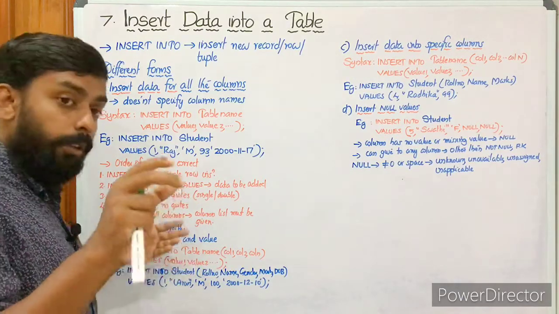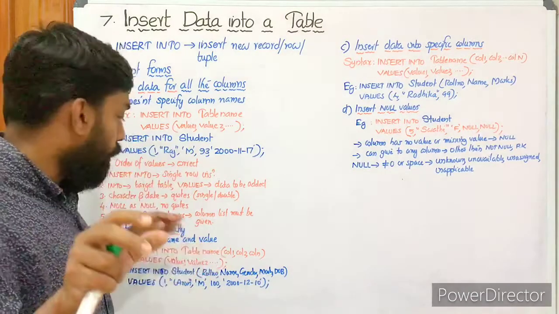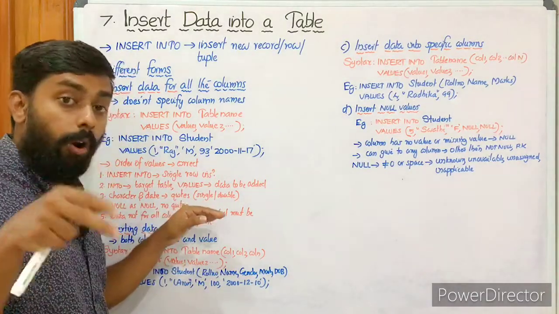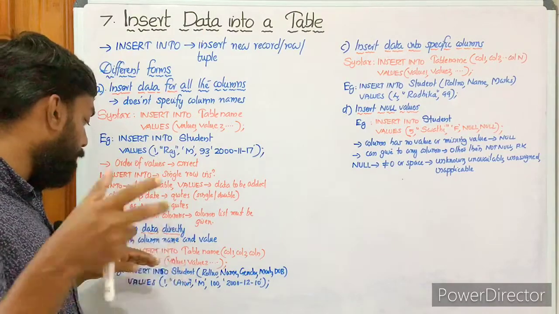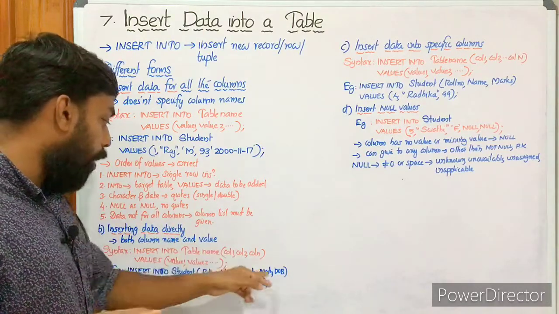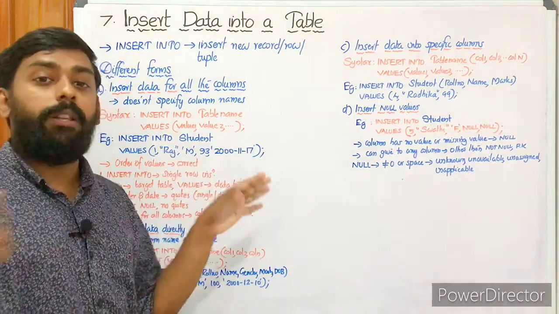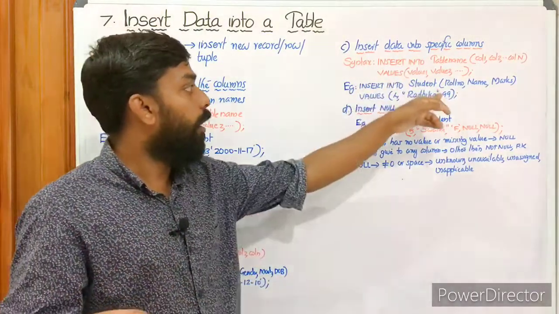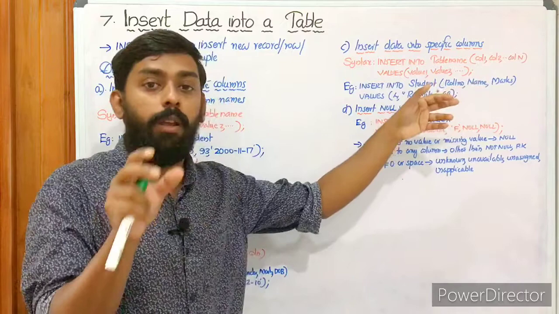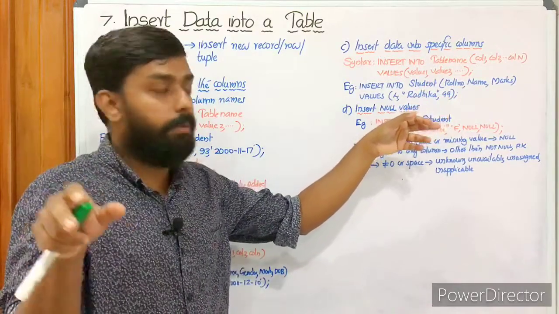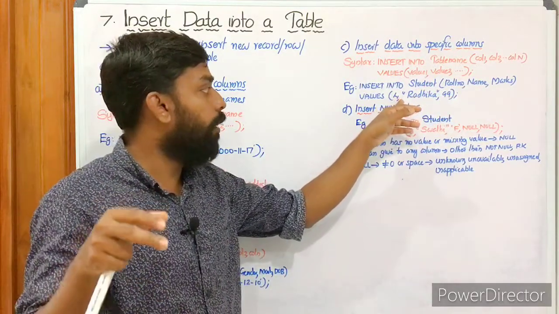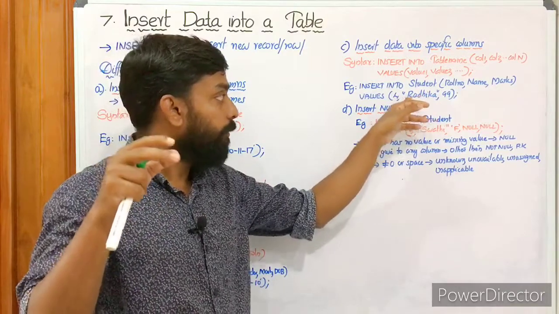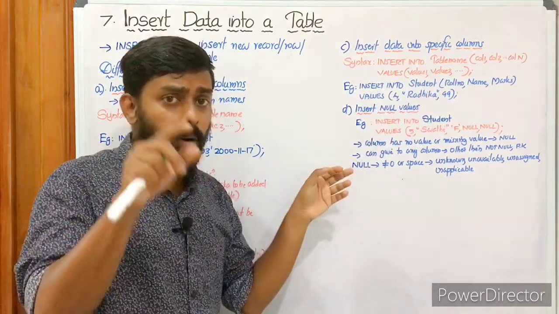And if you don't give a value to all the columns, this must be compulsory. What about the column list? Then insert data directly, meaning specifying all the columns and all the values. And insert data into some of the columns, specific columns. Here it is roll number, name and marks. We leave gender and date of birth empty. So we provide values only for roll number, name and marks, for Radhika 99.